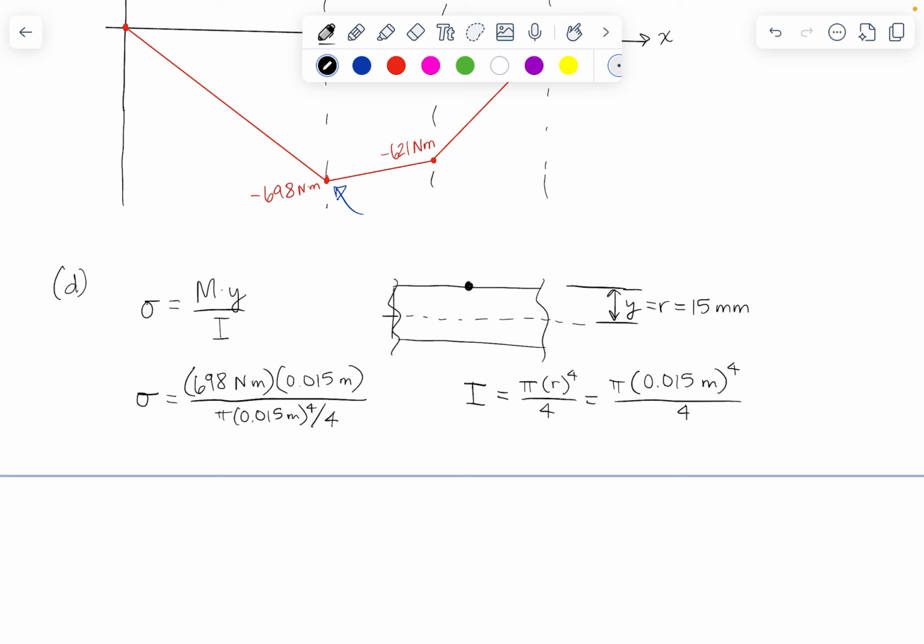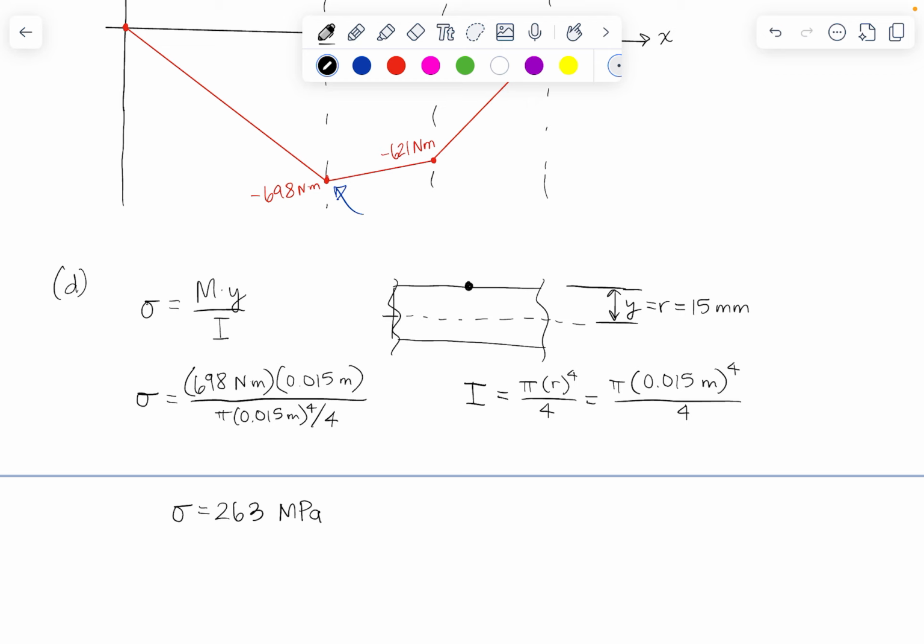Got 698 Newton meters times 0.015 divided by pi divided by 0.015 to the 4th power times 4. Okay, so I get about 263 megapascals. So I'm dividing my answer by 10 to the 6 to get the megapascal, and that leaves me with 263. Okay, so we've got our bending stress.